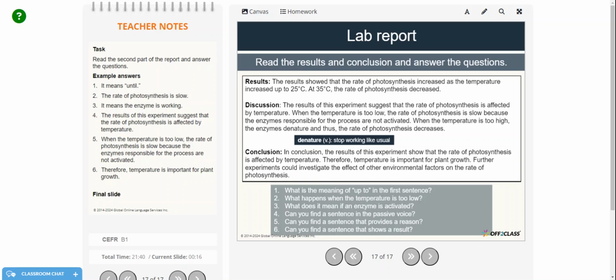Can you find a sentence that shows a reason? That would be when the temperature is too low, the rate of photosynthesis is slow because the enzymes responsible for the process are not activated. And can you find a sentence that shows a result? It would be, therefore, temperature is important for plant growth.